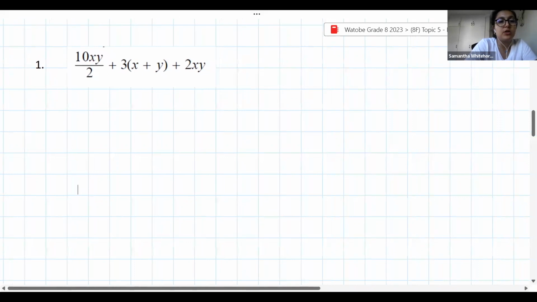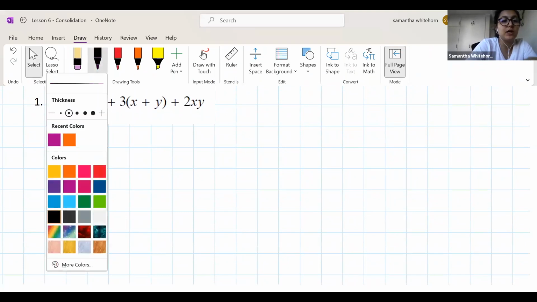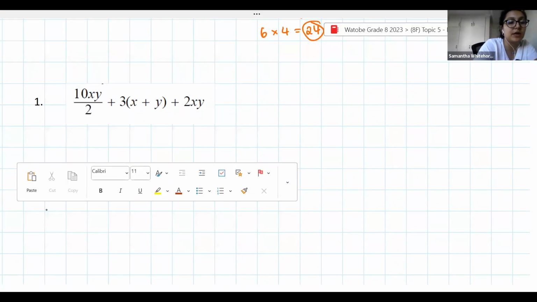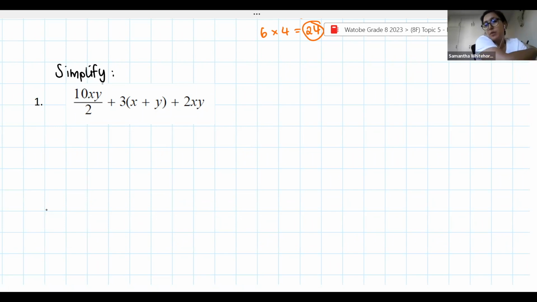So within algebra, I haven't put an instruction here, but generally speaking, especially at this point in grade 8, our instruction with algebraic questions is going to be something along the lines of simplify the following or fully simplify the following expressions. But at the end of the day, what we want to do here is simplify. Now, remember, simplify means make simpler. This is quite a long, and I don't want to say messy, but there's a lot going on in this expression. And so what we want to do is make it easier to understand. That's the goal of simplification.